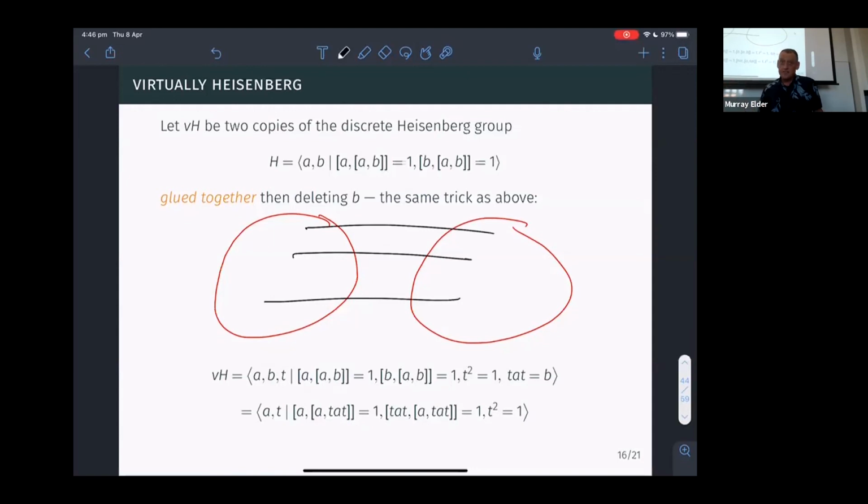So what that would mean is in an individual copy of the Heisenberg group, you could somehow prove that for every group element in the usual Heisenberg group, there's a geodesic that doesn't switch between A and B too many times.